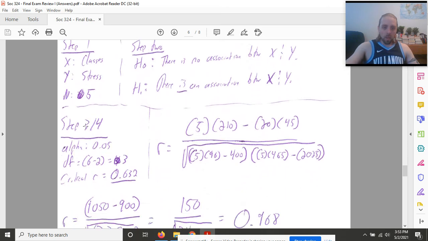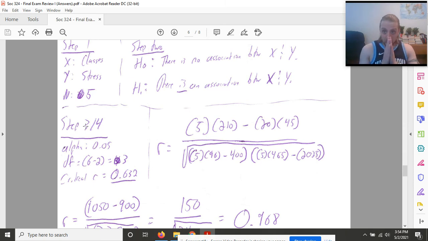Steps 3 and 4, we had to use a degrees of freedom that was the smallest listed on the sheet that I gave you. This is only 5 data points. I didn't want you to spend too much time having to do all those summations. So you just round up at that point to get to, I believe, what would have been 8. But we have a 0.05 alpha. We have 3 degrees of freedom. That's actually a typo there. I'm sorry. That's a 6 minus 2. It's supposed to say 5 minus 2. And that gives me a critical R of 0.632.